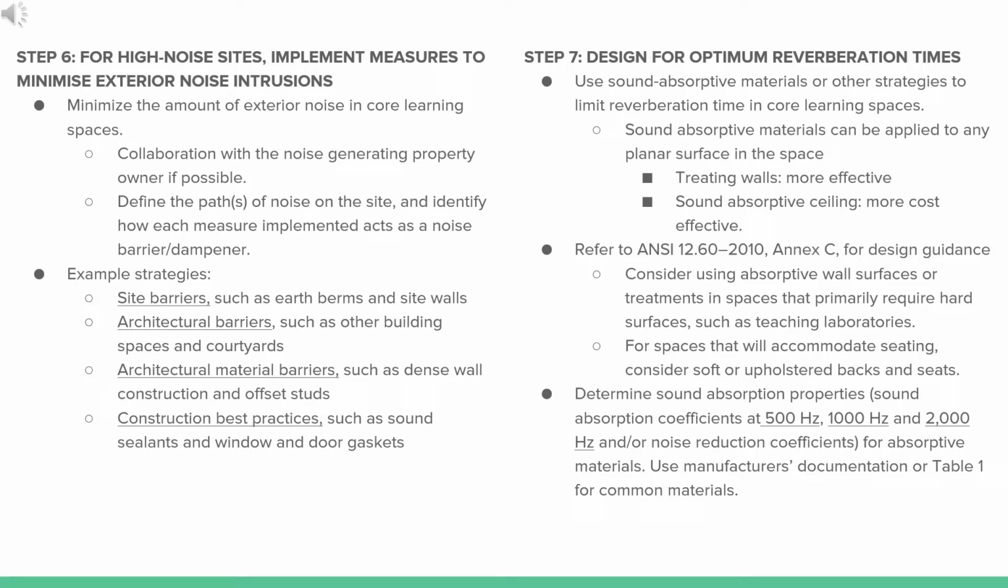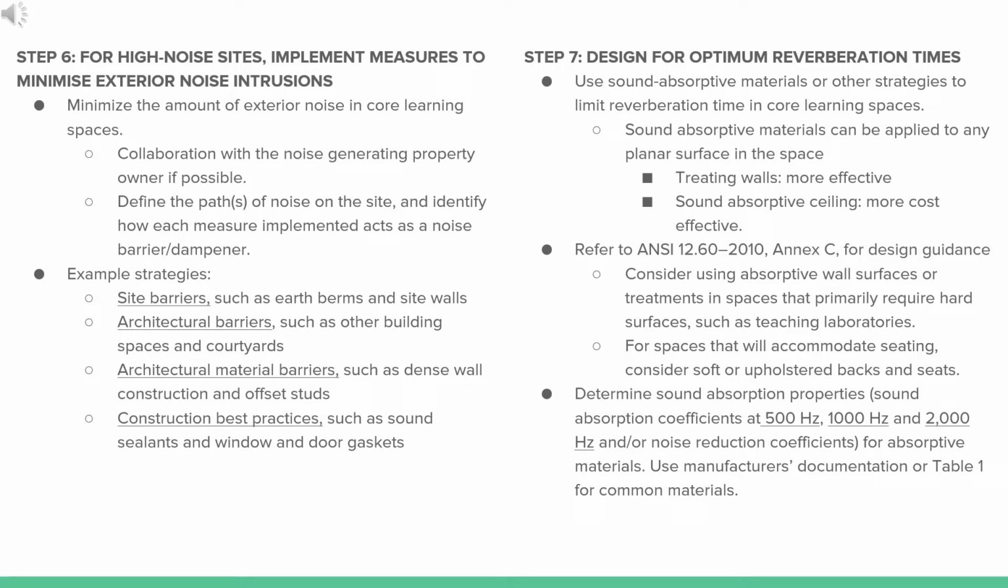Minimize the amount of exterior noise in core learning spaces through several processes, such as collaboration with the noise generating property if it is possible, or defining the paths of noise on the site, and identifying how each measure implemented acts as a noise barrier or a dampener. Strategies such as site barriers, architectural material barriers, and construction best practices also exist.